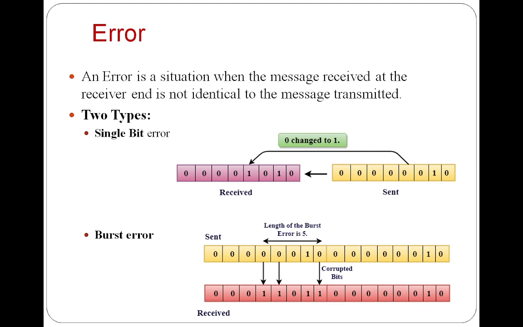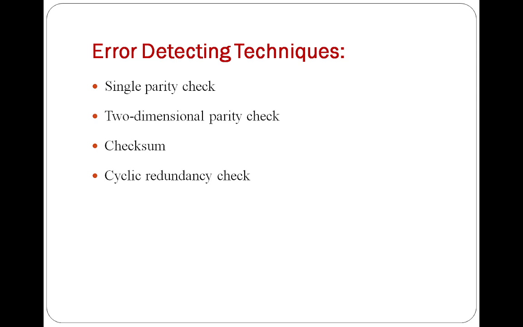Instead of that, if multiple bits, more than one bit, are changed at the receiver side compared to the sender, then we can call it a burst error. Here is an example for that. You can see that 3 bits of information have been changed compared to the sender; the receiver bits have been modified. So those are the two types of errors possible during the transmission.